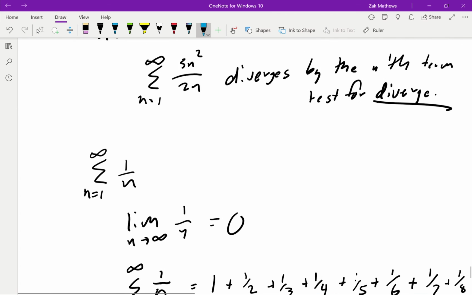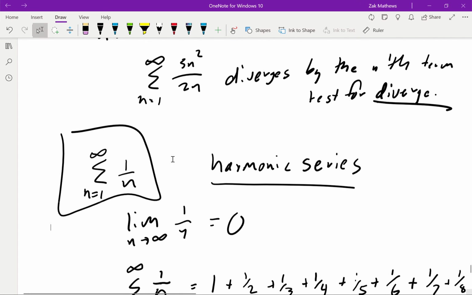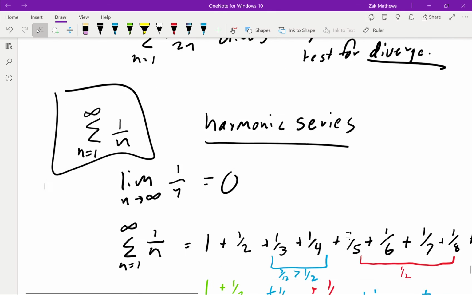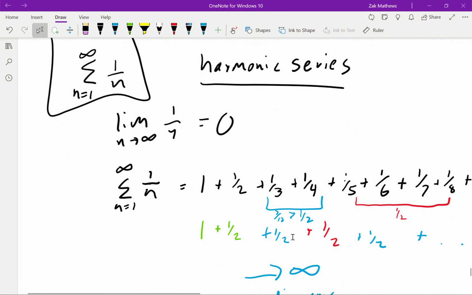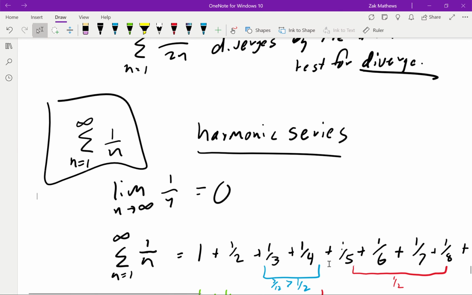This series is known as the harmonic series. Harmonic series, 1 over n. We can see that the limit of the sequence was equal to 0, which told us we couldn't use our nth term test for divergence. However, when we actually went to find its sum, we saw that it still diverged. That's the important point here: the nth term test will never prove convergence. Anytime you see 1 over n, that is the harmonic series, and that is always going to diverge.